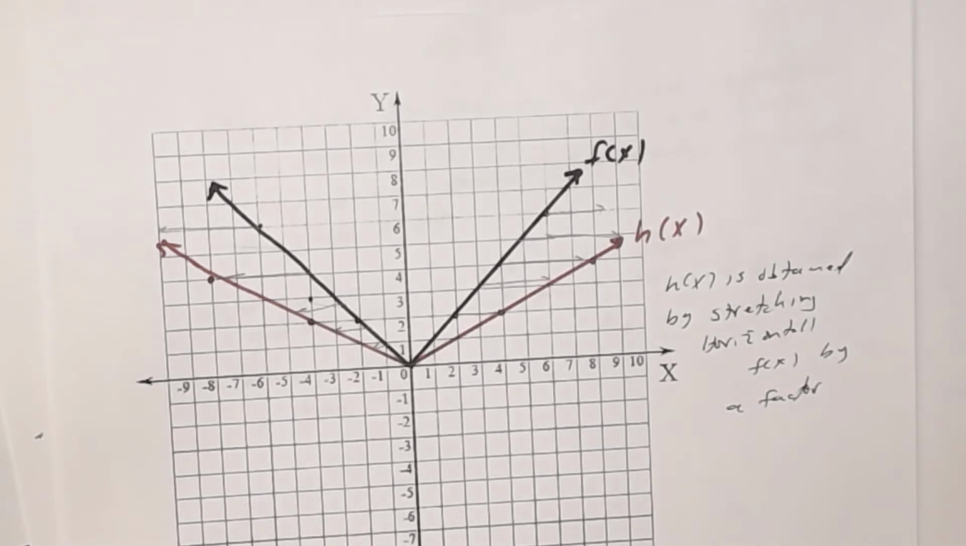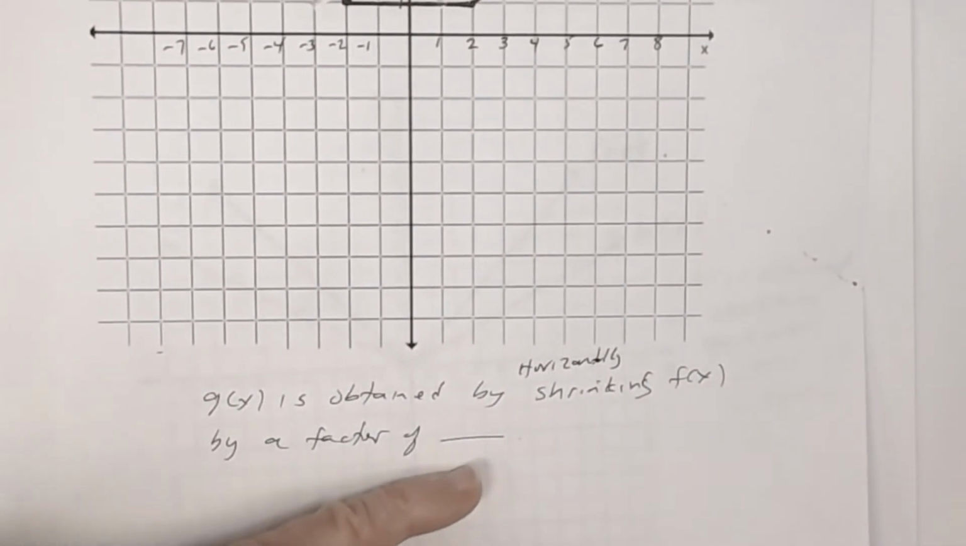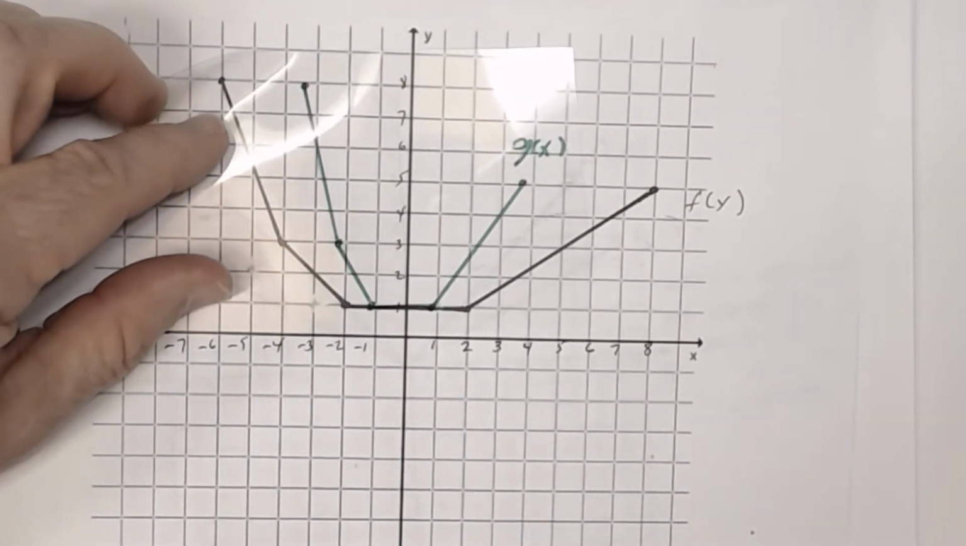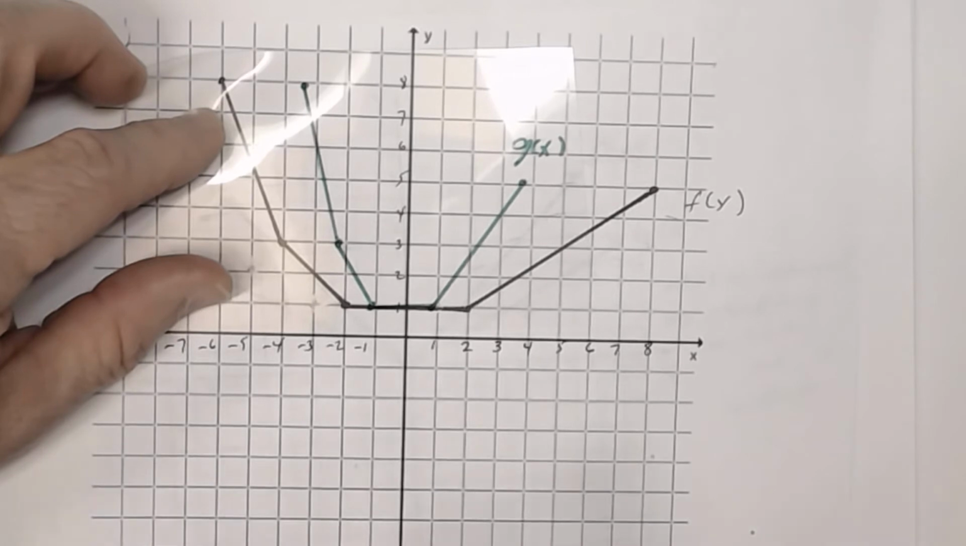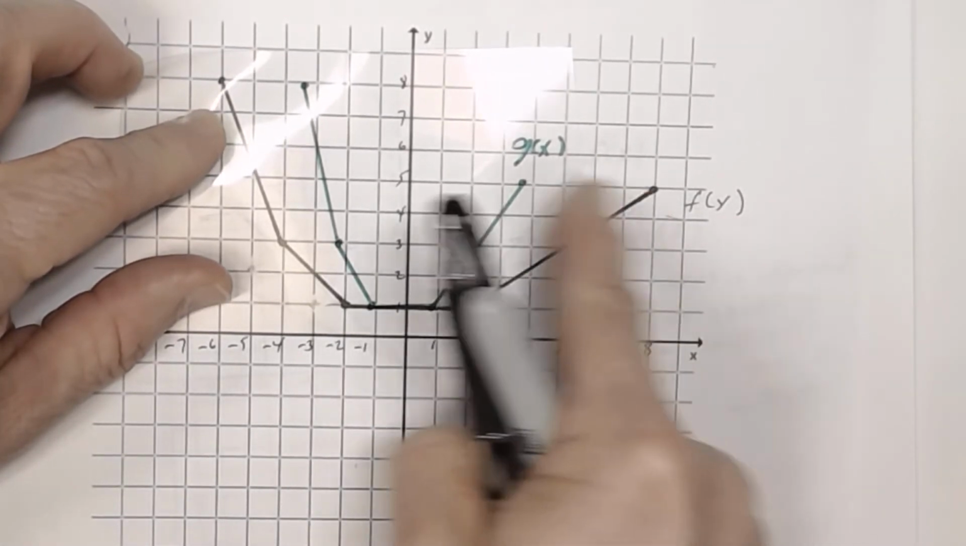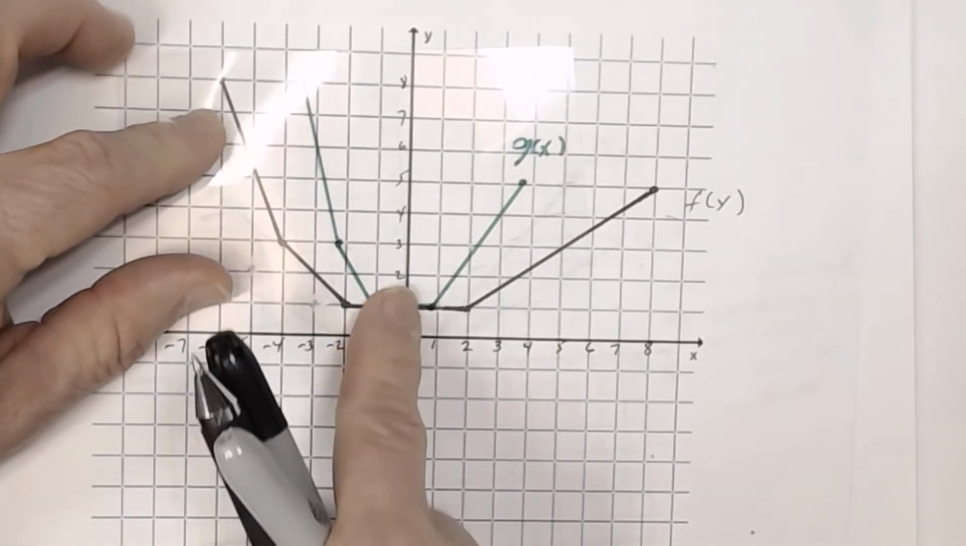Okay, now let's talk about our previous problem. That's the one I want to focus on because I actually want to figure out how we determine that factor. So we're going to go back over here. There are our two graphs. We're taking f of x and transforming f of x to g of x. So I'm taking f of x and shrinking it by a certain factor. All right, so let's talk about that.